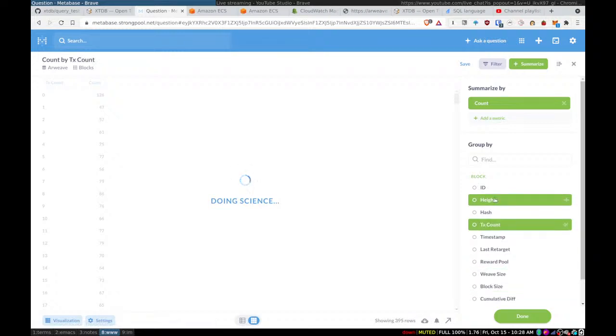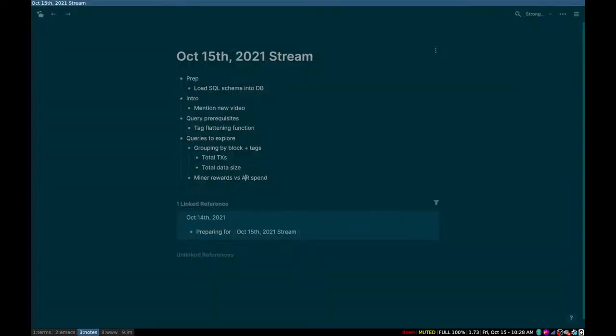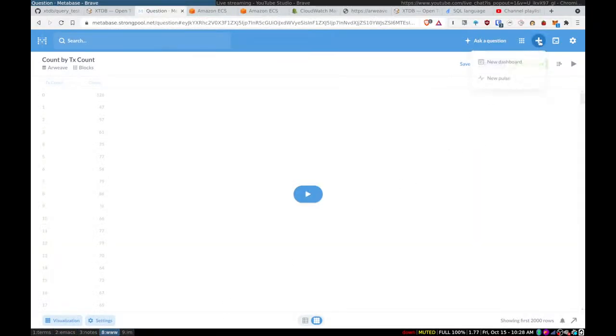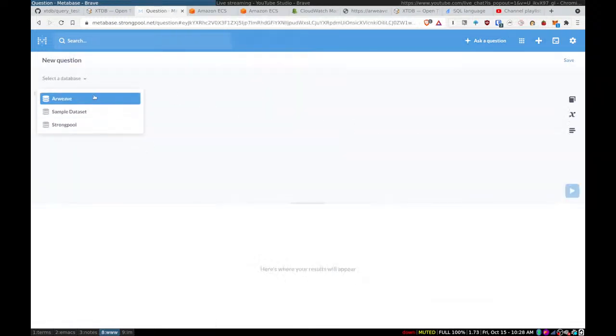Oh, I didn't want to do that. Done. Stop. Go away. Okay, so let's just write this as a SQL query. I hope to get a little better at using Metabase in its native way, but for right now, I'm more proficient in just writing SQL than navigating the Metabase UI.